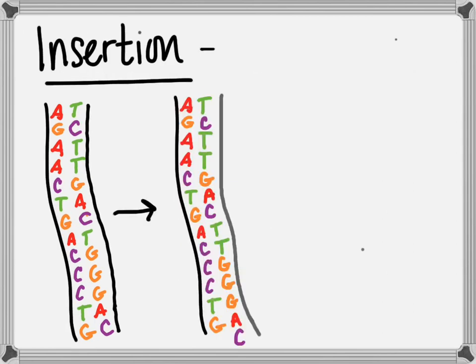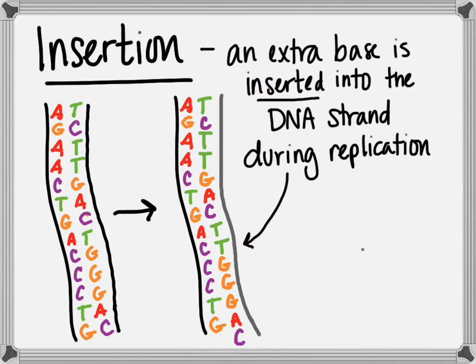In an insertion mutation, as you might guess, an extra base is inserted into the DNA strand during replication. And as you can see right here, it looks like the cellular machinery got a little carried away and stuck an extra thymine into that strand. Now what's interesting is that causes a lineup problem. We'll talk more about that when we talk about protein synthesis. So that's an insertion mutation.